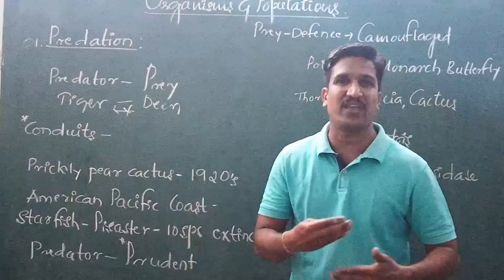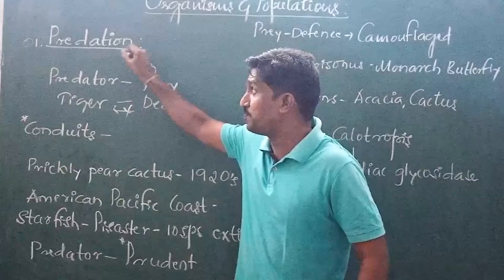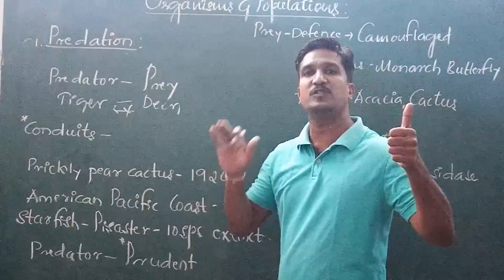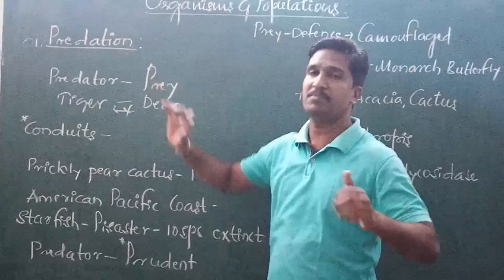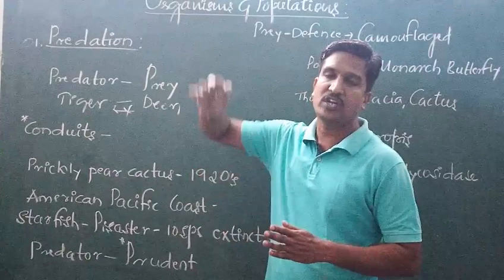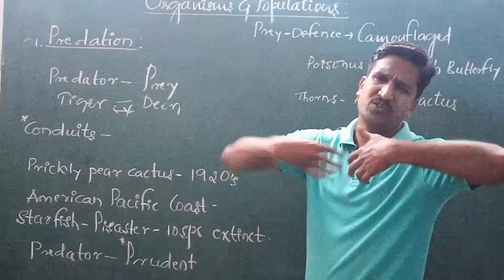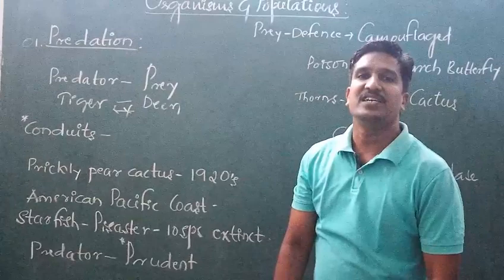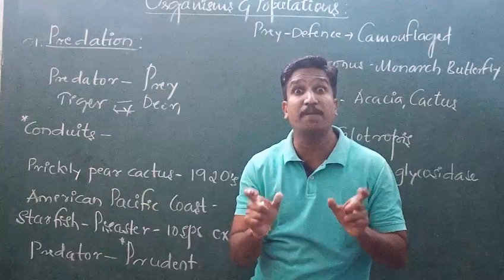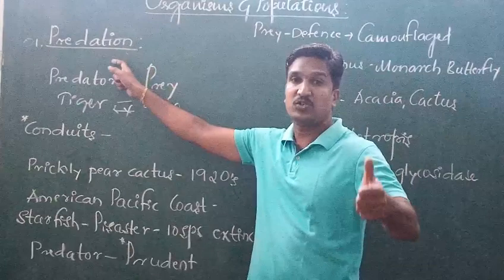Why is all this happening? The question is, what is the importance of predation? Predation keeps the species under control. Imagine if the tiger did not kill the deer, the deer numbers would go on increasing. If the grasshopper did not eat the grass, wherever you see, grasses would be there. So that is the check on the population of prey. Predation does that job.